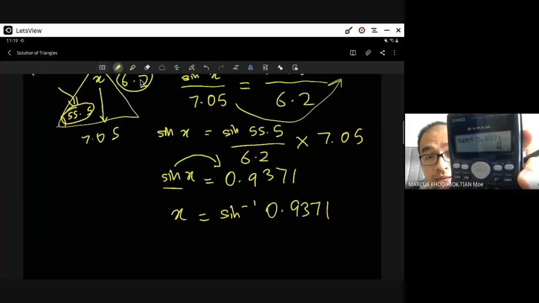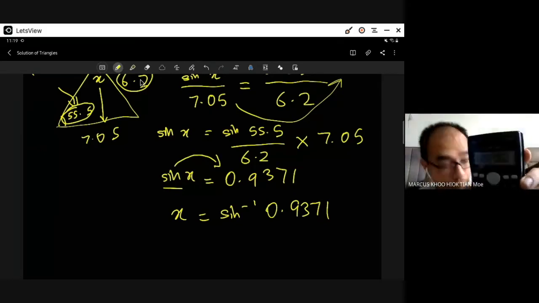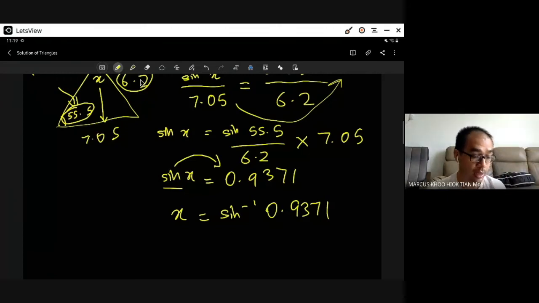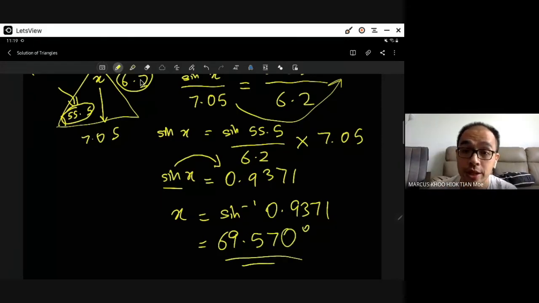Press shift sine, and you get the answer 69.570 degrees. Always give your answer in 3 decimal places.